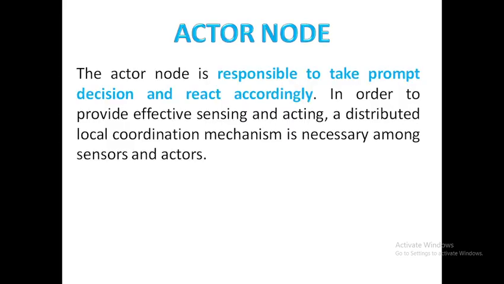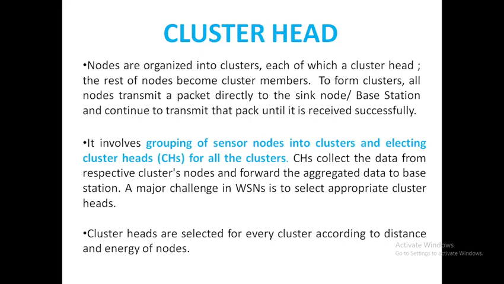Now the next point is the actor node. An actor node is that node which is responsible for taking prompt decisions and reacting accordingly on demand. In order to provide effective sensing and acting, a distributed local coordination mechanism is compulsory among these sensors and actors. The next point is the cluster head.